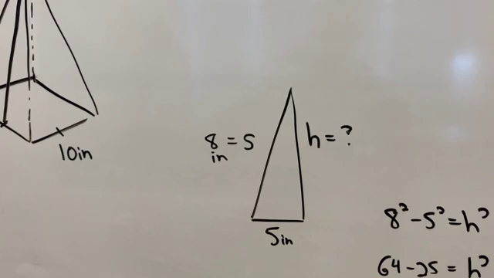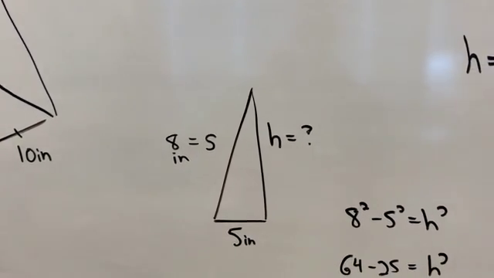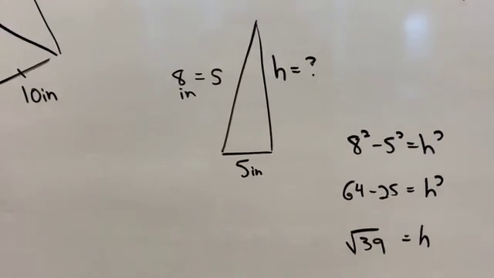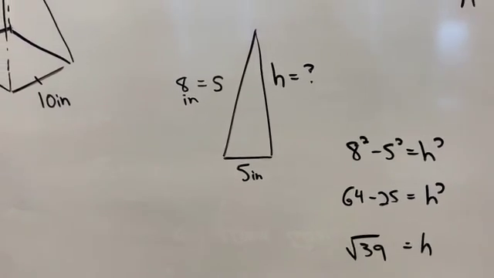So 5 squared plus h squared equals 8 squared, or in other words, h squared equals 8 squared minus 5 squared, and I get an ugly answer of h equals the square root of 39. I'm going to leave it like that for a second so that I don't round it too early.